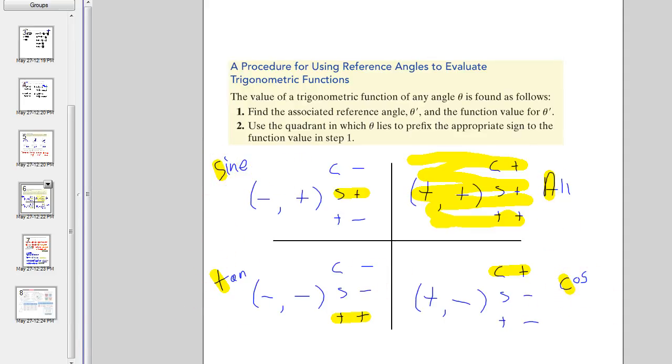But if you remember the sine is associated with y and cosine is associated with x, then you can remember if you're to the right, then cosine's positive. If you're to the left, cosine's negative. If you're above the x-axis, sine is positive. If you're below the x-axis, sine is negative. And then you just have to remember tangent is one divided by the other. You can kind of derive these sign patterns based on that.